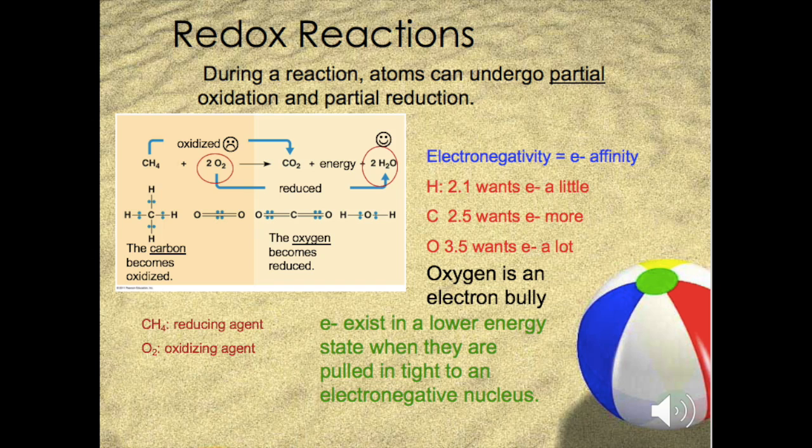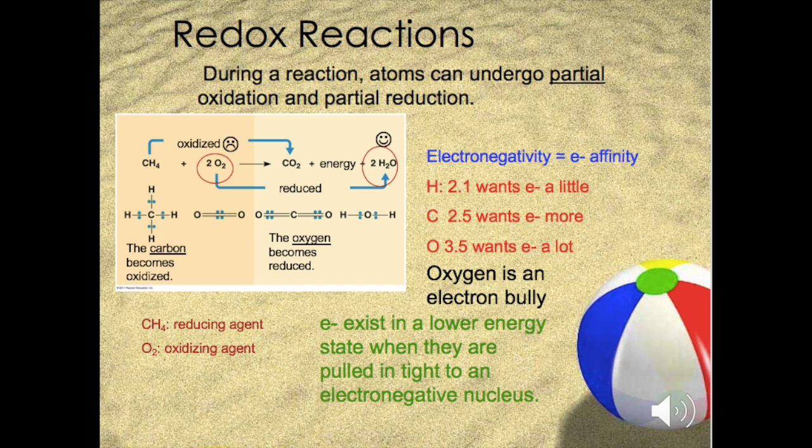So remember, oxygen's a bully, and hydrogen, which has an electronegativity of 2.1, is a weakling. So oxygen can pull the electrons away from hydrogen pretty well. Now this is still considered to be a molecule where electrons are shared, but it's an unequal sharing. The oxygen atoms have the electrons a lot more. So when we look at these two molecules, the oxygen atom is much happier in a water molecule than it is in a dioxygen molecule.